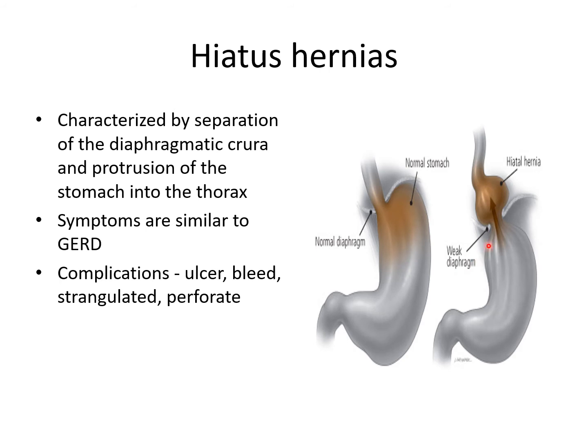Hiatus hernia is a condition that is characterized by the separation of the diaphragm and protrusion of the stomach into the thorax. Symptoms are similar to reflux disease, and the complications that can occur are ulceration, bleeding, strangulation, and perforation.